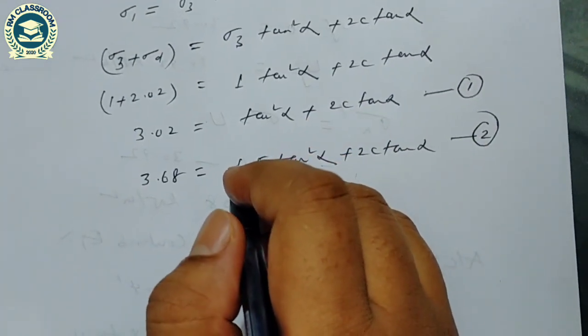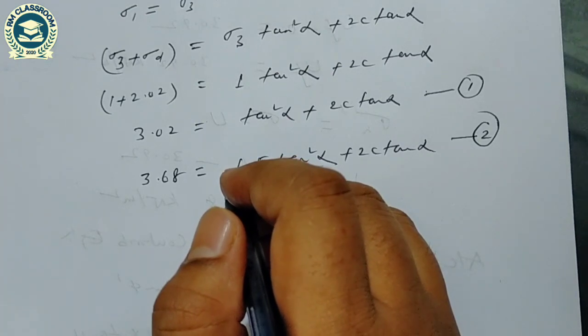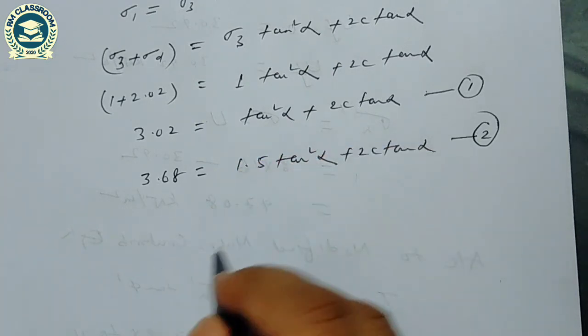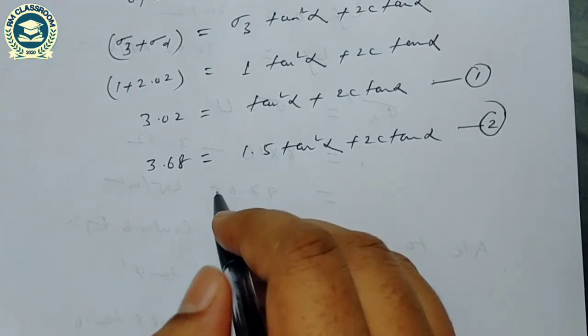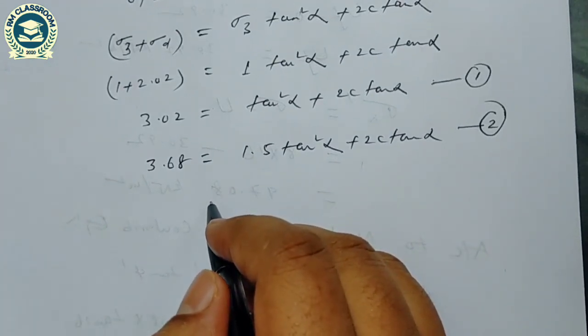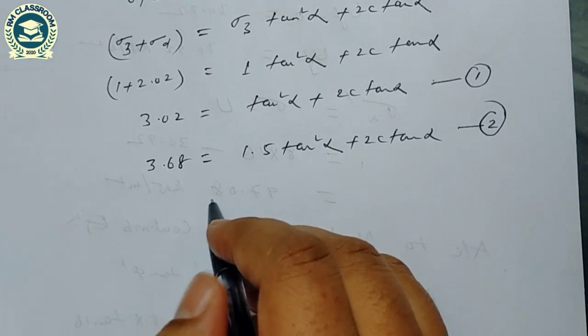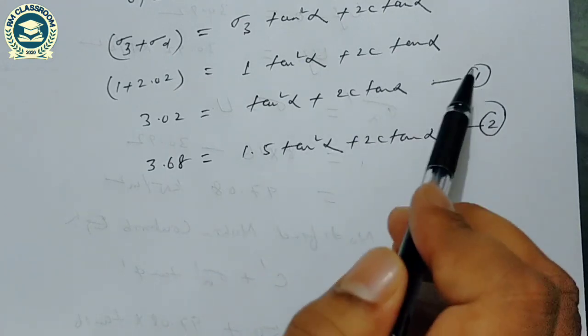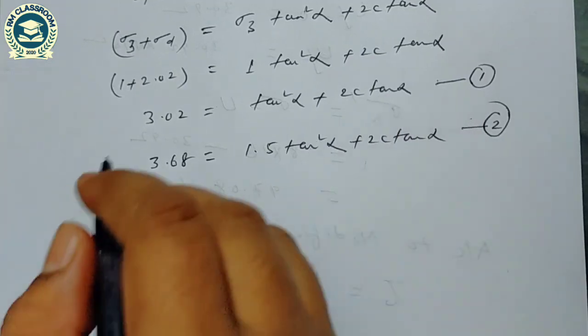And similarly, the third equation can also be written as 2.37 plus 2 is equal to 2 tan square alpha plus 2C tan alpha. By the way, either using 1 2 or 1 3 or 2 3, the same result will come.